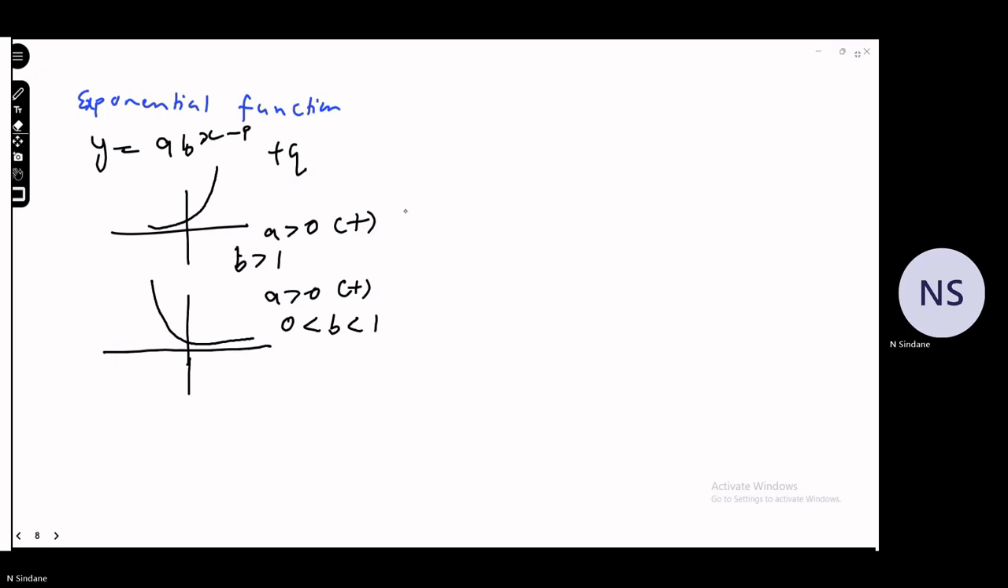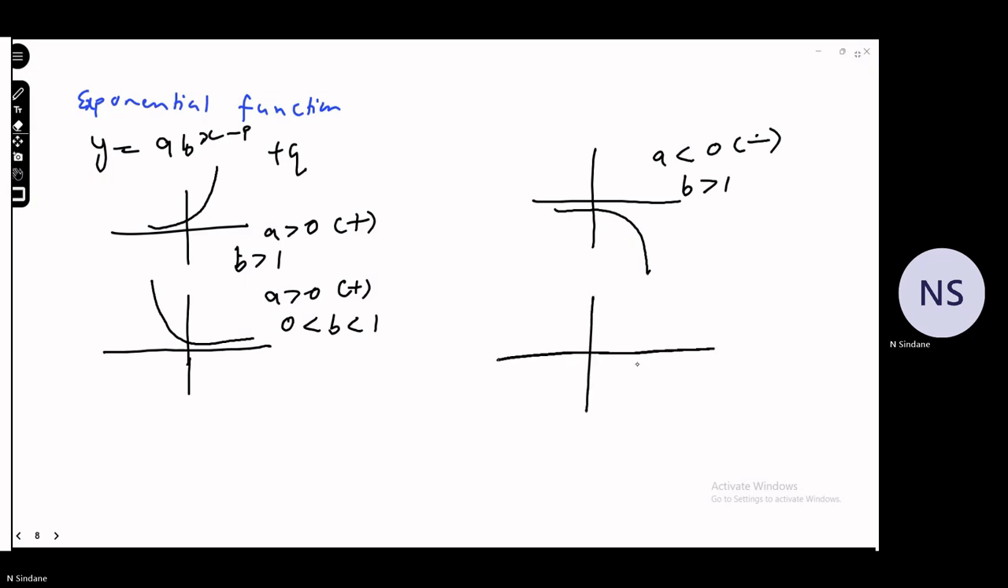right? And then let's come to the negative value of a. When the value of a is negative, your graph will look something like this. This is when the value of a is less than 0, meaning the value of a is negative, right? The value of a is less than 0, and this is when the value of b is greater than 1.